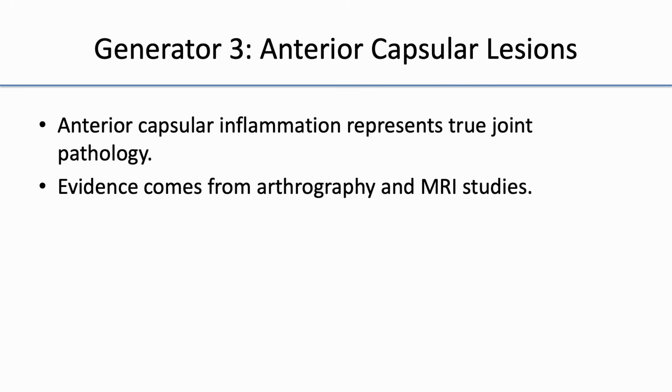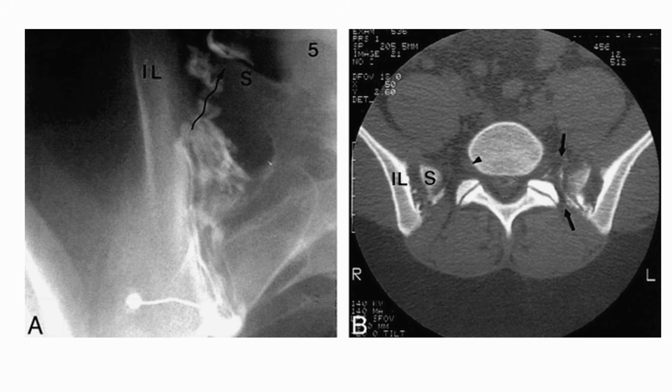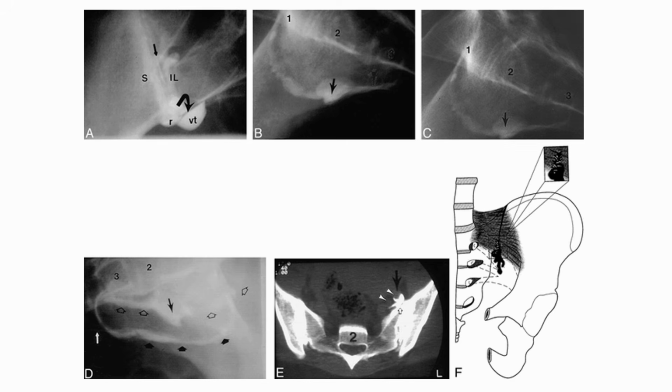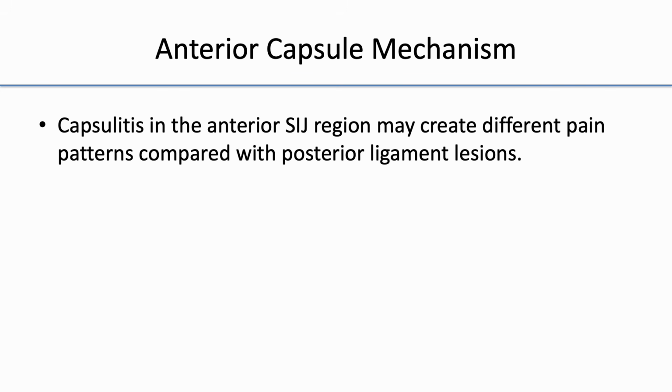The third generator involves anterior capsular lesions of the sacroiliac joint. Although this mechanism is discussed less frequently, it has been demonstrated in imaging studies. Sacroiliac arthrography has shown anterior capsular leakage, and MRI studies have described findings consistent with capsulitis in the anterior sacroiliac region. Therefore, anterior capsular pathology should be understood as true joint pathology. When inflammation extends through the anterior capsule, the pain pattern may differ significantly from the classic gluteal presentation.